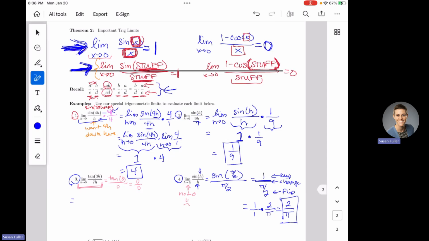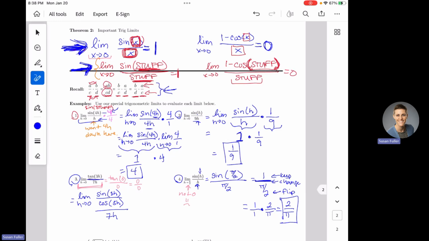So I am going to rewrite this. Again, be careful with your notation here. We're going to rewrite that limit as h approaches 0 at every step. The tangent of 3h is the sine of 3h over the cosine of 3h all over 7h. Well, that looks gross. So since we've got fractions within fractions, I'm going to keep change flip.